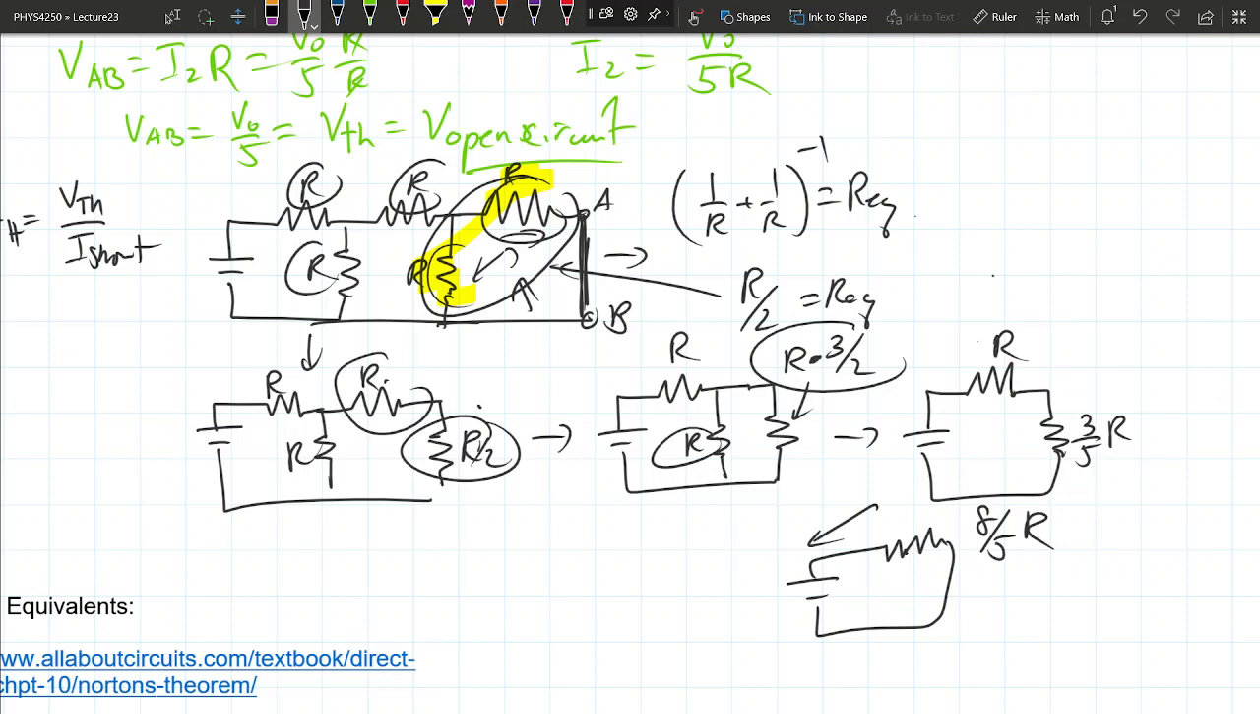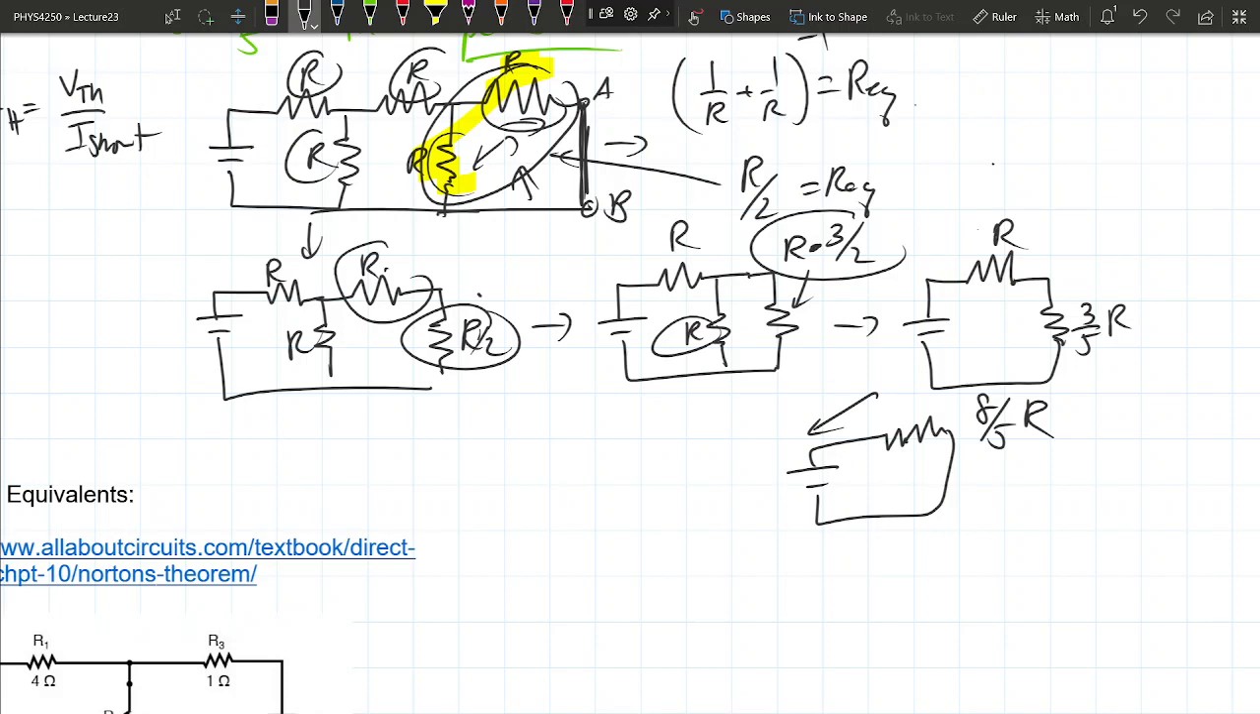So all of that got equivalentized. Then we use Ohm's law. So this is still V naught. So V naught is going to be equal to 5/8 R times the current. Is that right?